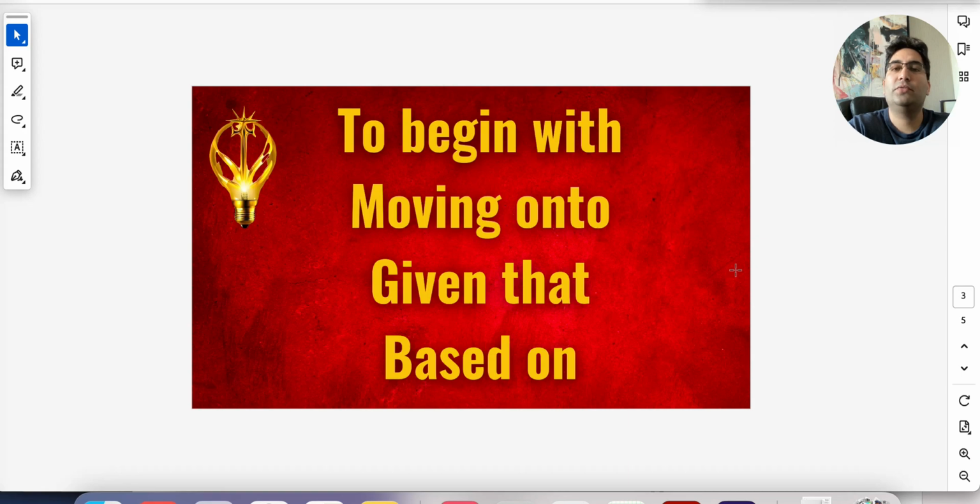Here, the starting phrase is to begin with. Of course, whenever you start a new point, you start with to begin with, and you state your main point there. Here, you put a comma. To begin with, you put a comma after that, and then state your next point. Moving on to will make this sentence complex. In fact, all 3 of these, moving on to, given that, and based on, will all be complex sentences because with these connectors, you will say 2 things in one sentence.